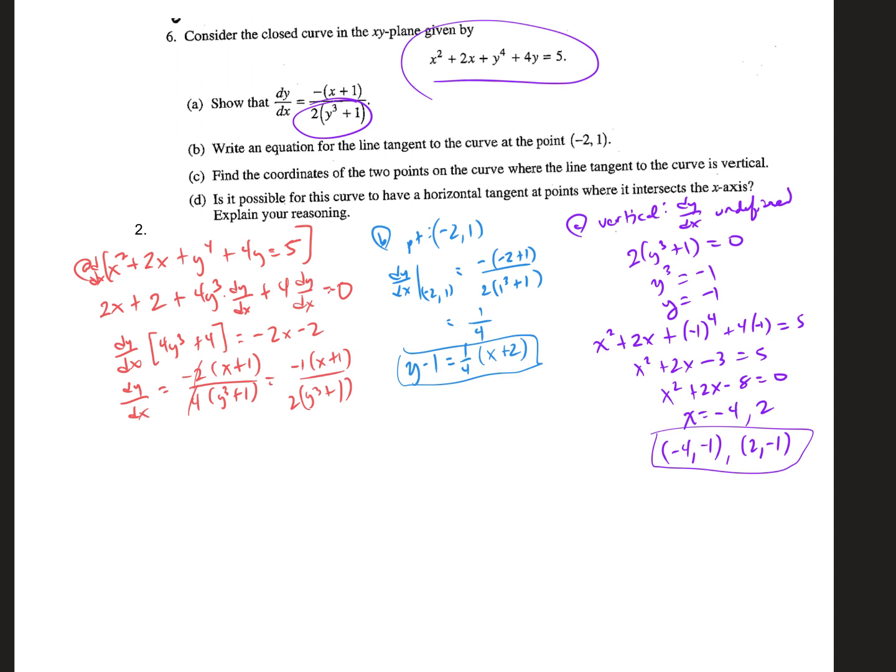And now part D. Is it possible for this curve to have a horizontal tangent line at points where it intersects the x-axis? So there's several ways you could approach this. The way I would approach this is to look at the two conditions separately and see if they're compatible. So first of all, for the curve to have a horizontal tangent, that means the slope is 0, which means in this fraction, the top equals 0, which means the x would equal -1. Okay, so from this derivative, the only way this can have a horizontal tangent is if the x value is -1.